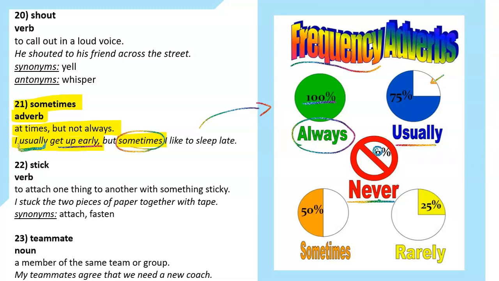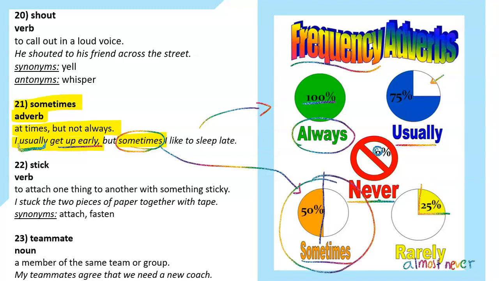But sometimes is about this much, about half of the time. Then we can say sometimes. And the last one we have here is rarely. Rarely is like almost never. You almost never do something. So, what are some things that you do sometimes? About 50% of the time.